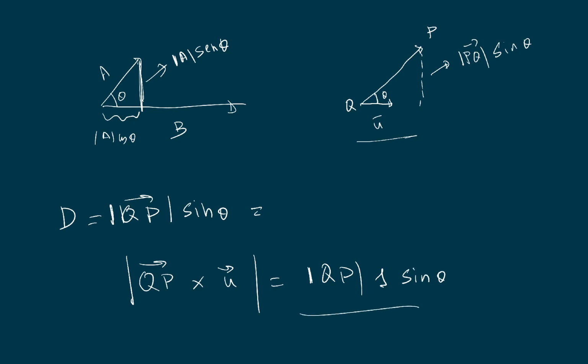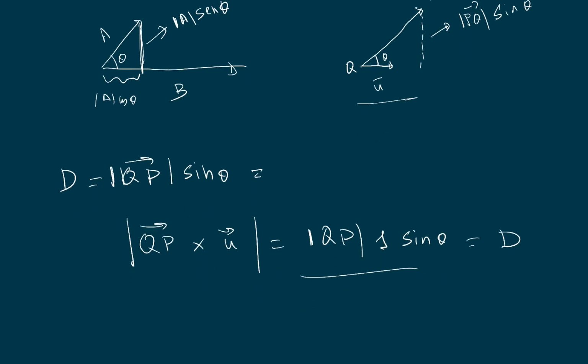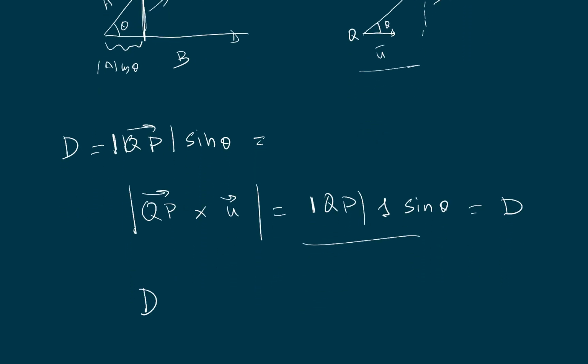Perfect. But this is d. So d is the magnitude of a vector C that is related to A cross B, in this case QP cross U. The magnitude of this is d. So d is the magnitude of QP cross U. So the problem is to find U. We know U. U is the direction of the line.